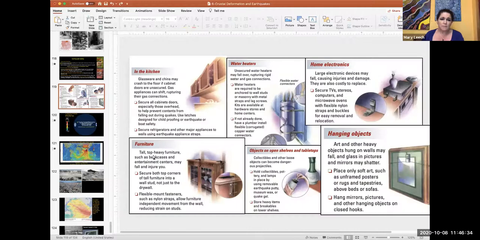There are other guidelines, so it can be much more specific, the guidelines that you can find online. Strap your water heater down. In the kitchen, you could put closures on your cabinet doors so that things don't fly open. Closures on your china cabinet, museum putty on the bottom of the vases. Strap framed things to the wall better.